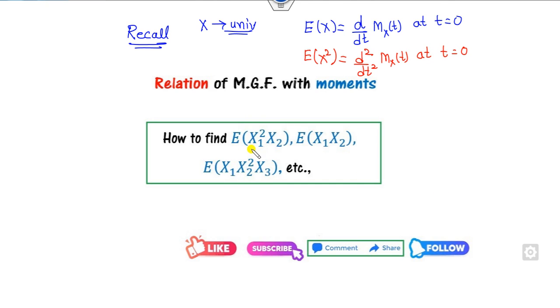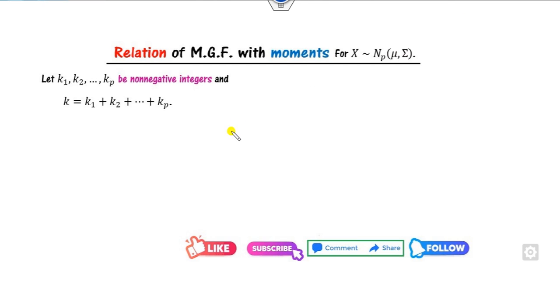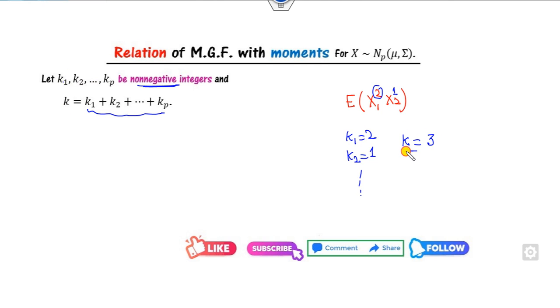The same way, because it's a multivariate normal distribution, how can you calculate the moments, that is the mean, variance, covariance, with the help of the m.g.f.? That's very simple. Let's say k1, k2, kp are non-negative integers. What is the meaning of that? If I have x1 square, x2, for example, then the value of k1 is 2, the value of k2 is 1, and so on. Now k1, k2, kp are non-negative integers such that their sum is k. So k in this particular example is 3.